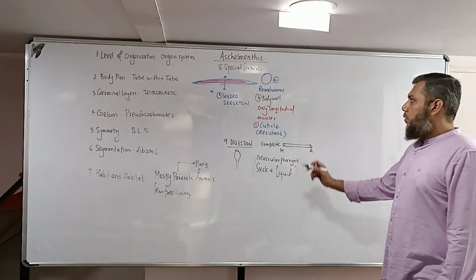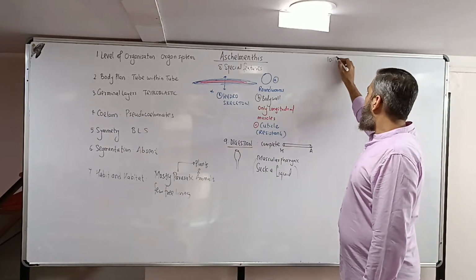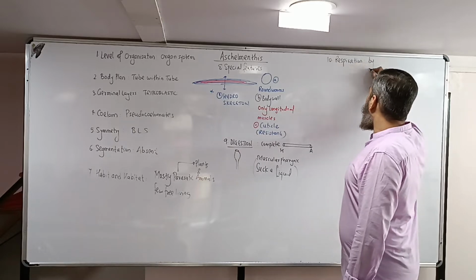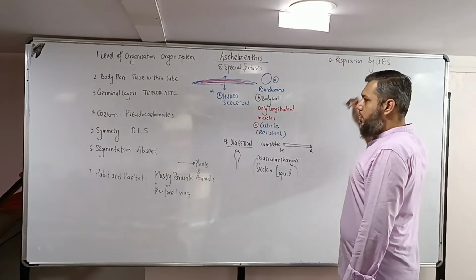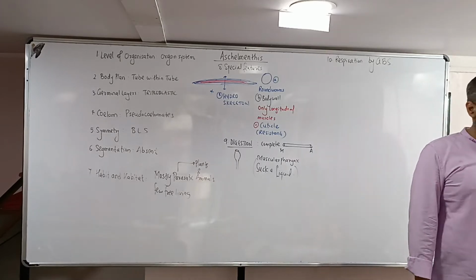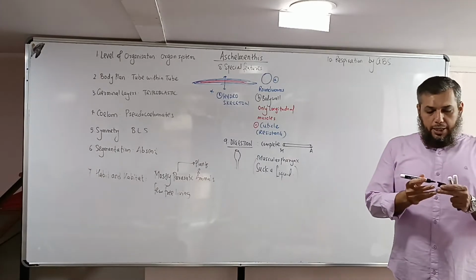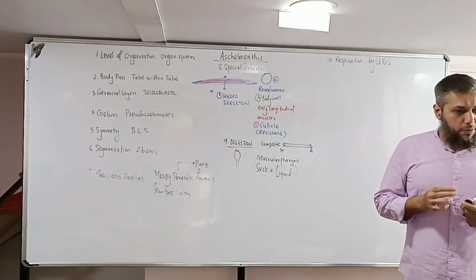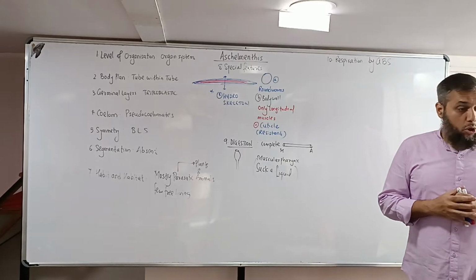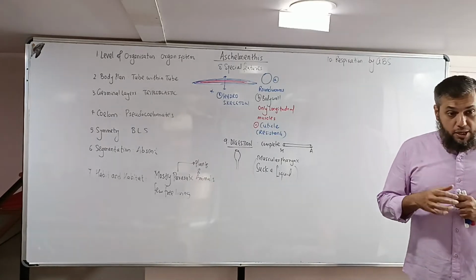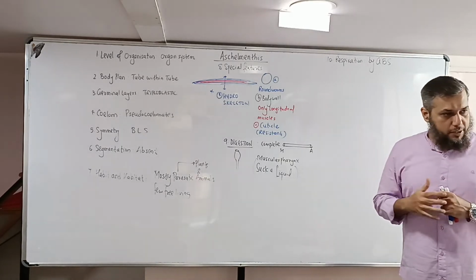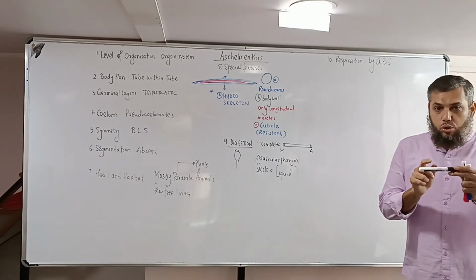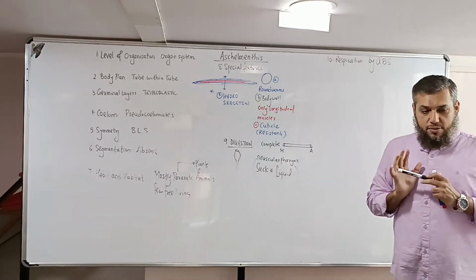Now, what is the 10th point we talk about? We talk about respiration. It is by the general body surface. What I have written, GBS. What do you mean by general body surface? It means that they don't show specialized respiratory organs. Do human beings have specialized respiratory organs? Yes, lungs. Fishes have gills. Ascaris have no specialized respiratory organs. Their respiration is directly through their body surface.